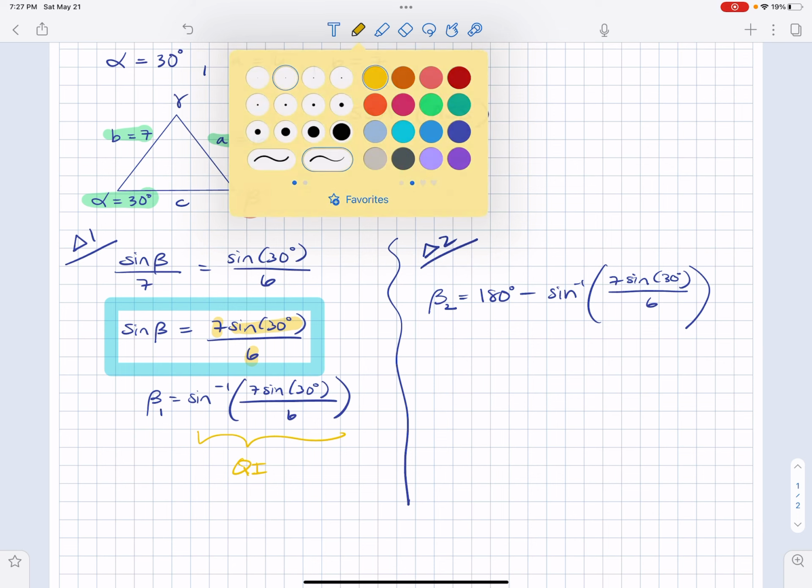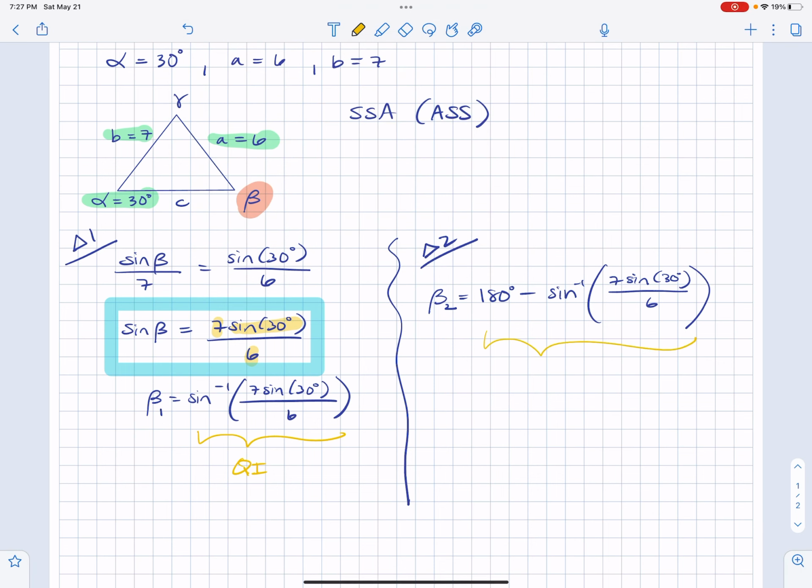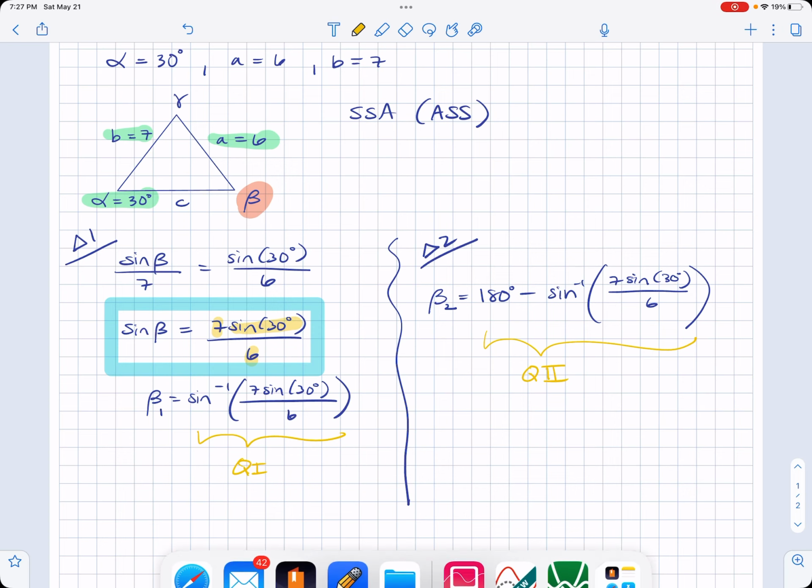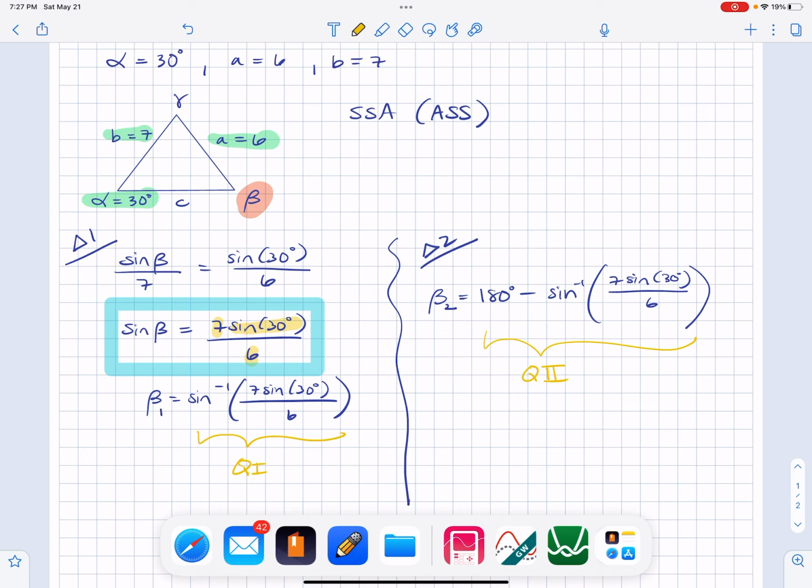This angle will be an angle from quadrant 2. The angle from quadrant 2 needs to make sense with the given information. So with that given angle, you have to be able to solve for a third angle in the second triangle for the second triangle to exist. So let's see what the approximations of these two values for beta are.